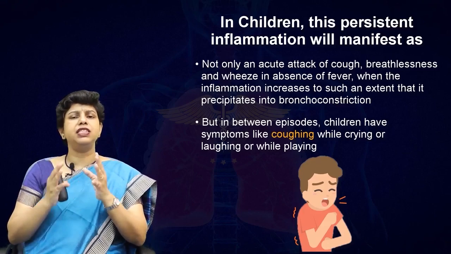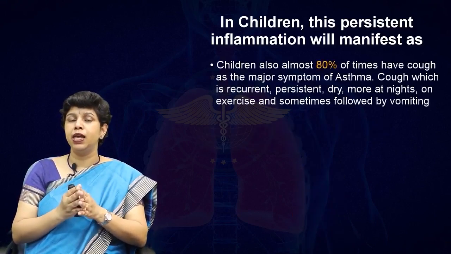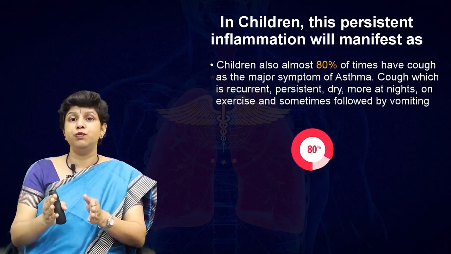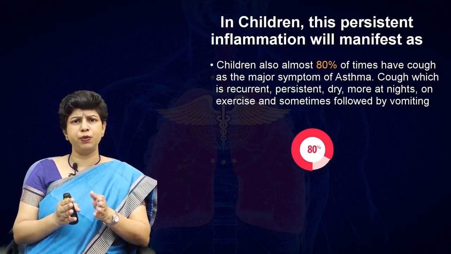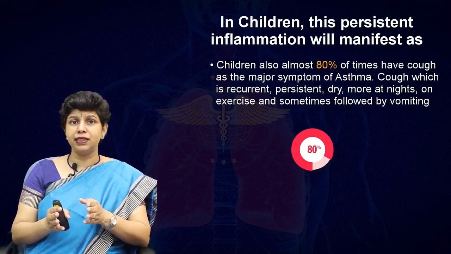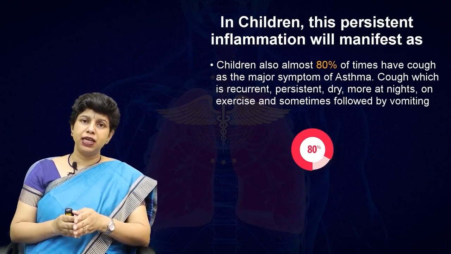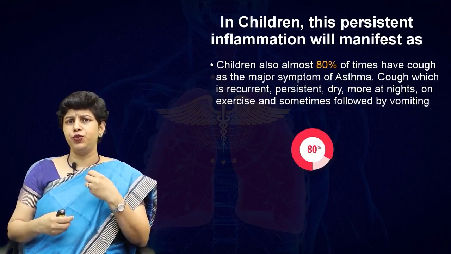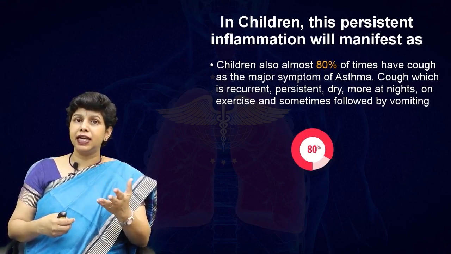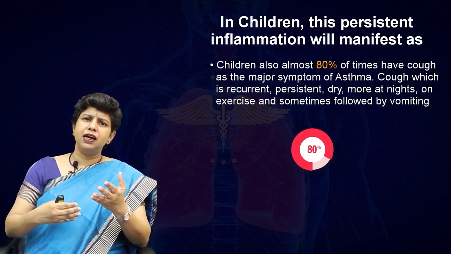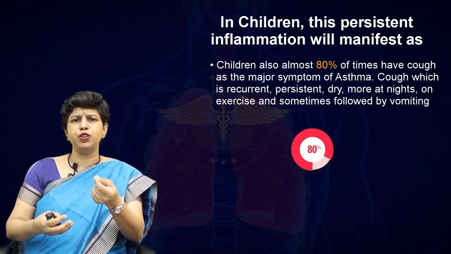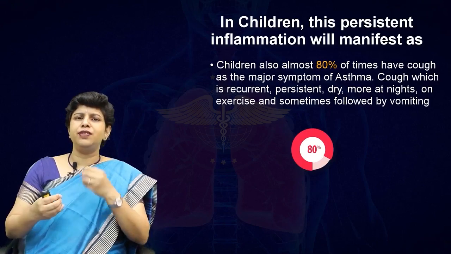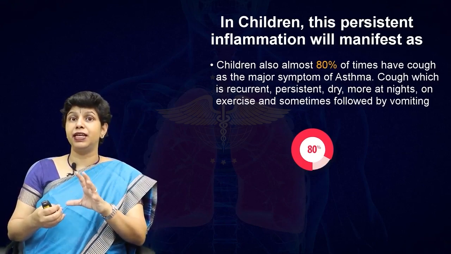Okay? In children, typically, what I would like to draw your attention to is 80% of children have only cough as the presenting symptom of asthma. They may never have a breathlessness episode, or they may never wheeze. Typically, the parents will report that the child comes down with recurrent episodes of cough which is dry, persistent, more at night, and the child coughs and sometimes ends up vomiting out a little bit of sputum, because the sputum of asthma is very thick and viscous. It does not come out easily. So after that little bit of sputum comes out, it's only then that the child feels better.